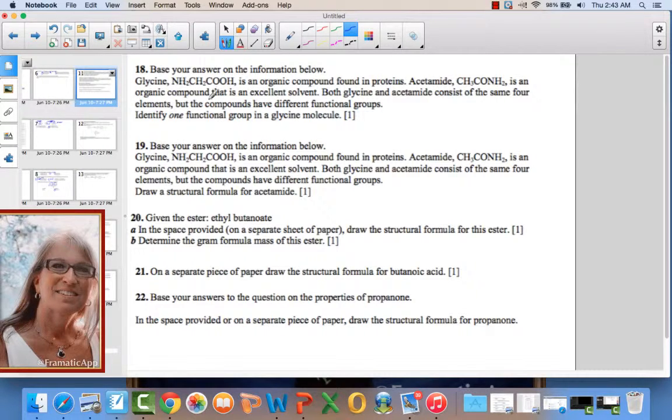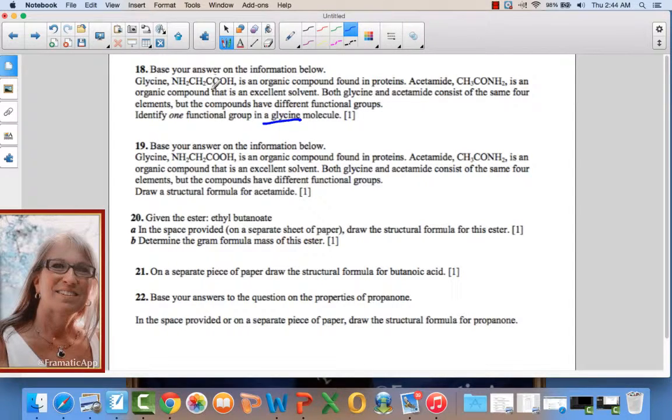Glycine, NH2CH2COOH, is an organic compound found in proteins. Acetamide, CH3CONH2, is an organic compound that is an excellent solvent. Both glycine and acetamide consist of the same 4 elements, but the compounds have a different functional group. Identify one functional group in the glycine molecule.